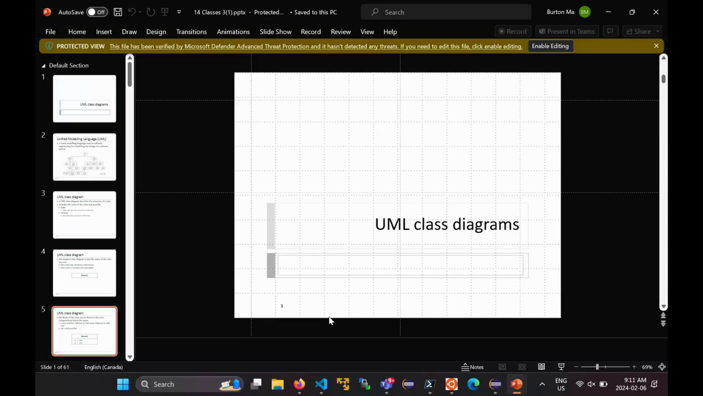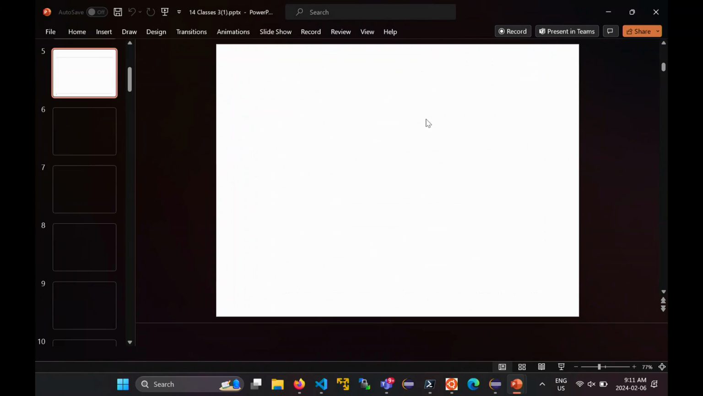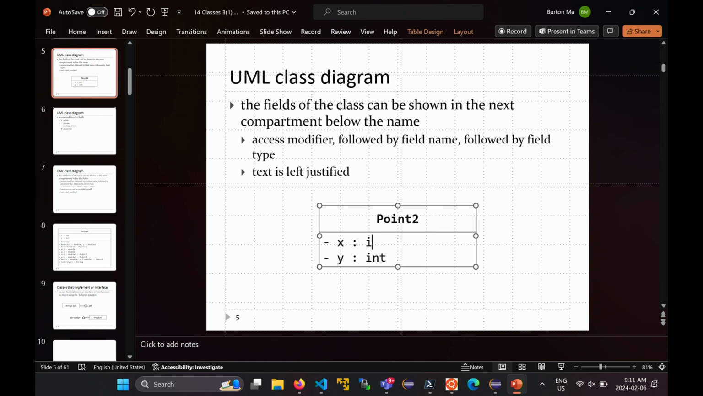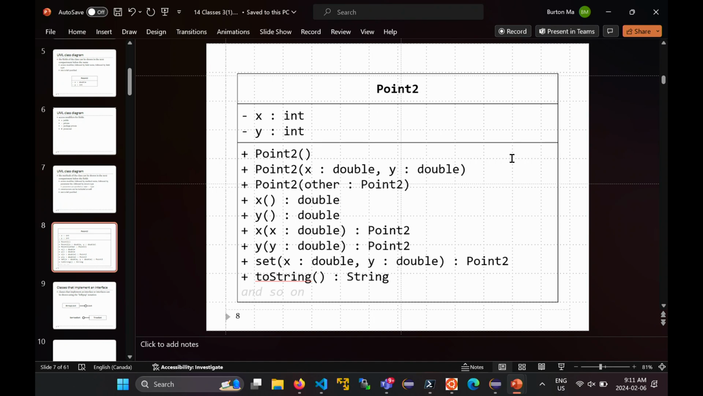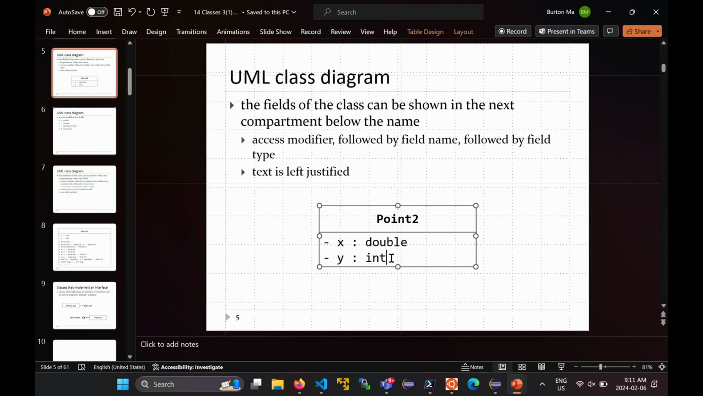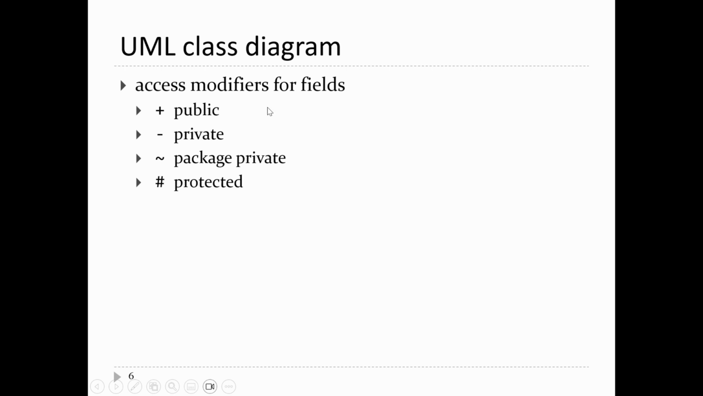Double. Right, so access modifier, field name, colon, and then type. For your access modifiers, there are the 4 access modifiers. So plus is public, minus is private, the tilde is package private, and the hashtag is protected. We'll look at protected later on in the course.